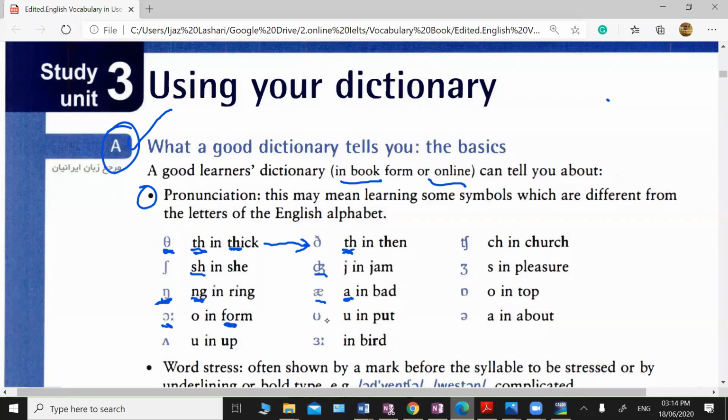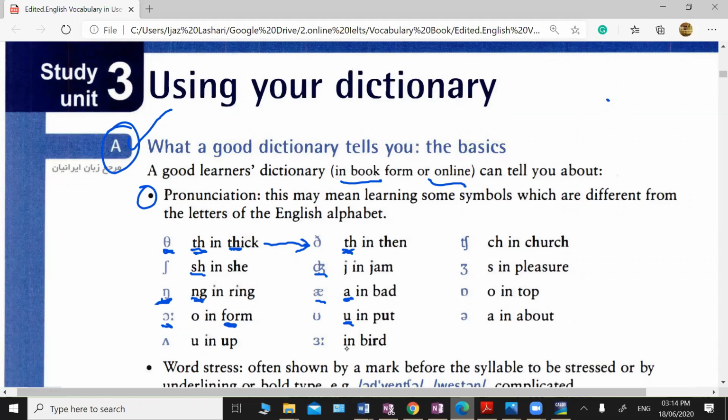And the next one is the letter U, and the sound comes in like put, ooh, put. Okay, next one is, we don't pronounce it as put, we say put, ooh, put.